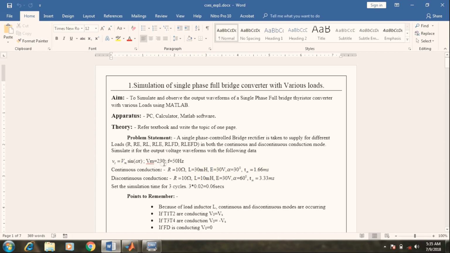So the source we are going to take as 230 sin omega t. Frequency we are taking as 50 Hz. So in continuous conduction mode, we will take the load as R equal to 10. If L is there, L is 30 millihenry. If E is there, we will take it as 30 volts. To have continuous conduction mode, let alpha equal 30 degrees.